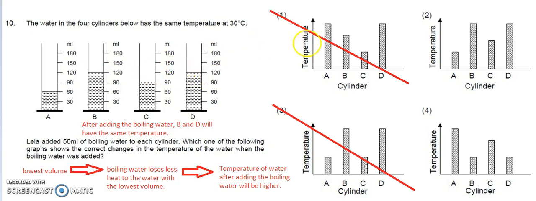So let's take a look at the options. Which one has A as the highest temperature? It is option 4. Option 4 has A as the highest temperature because A has the lowest volume. So the answer is 4.